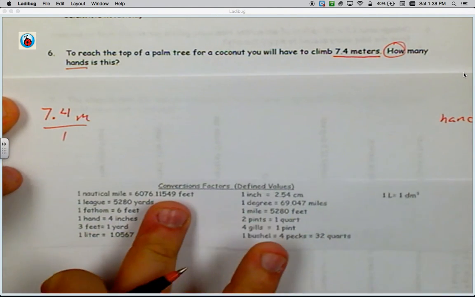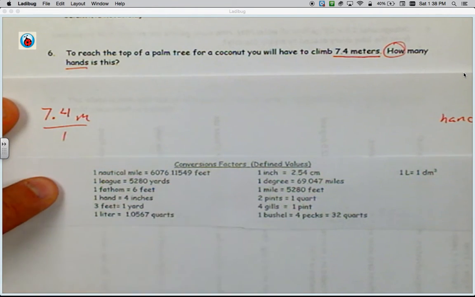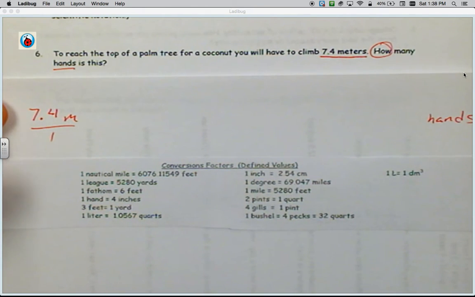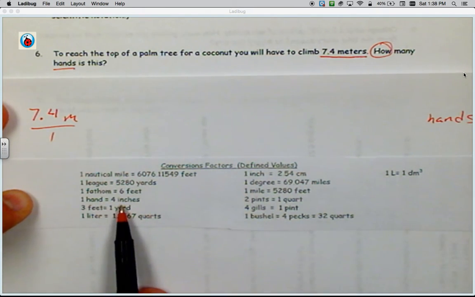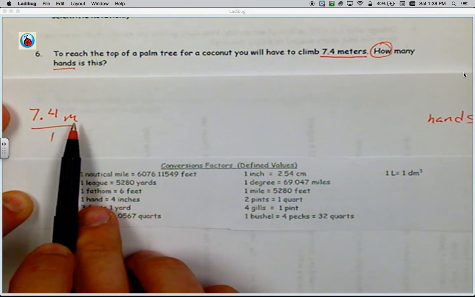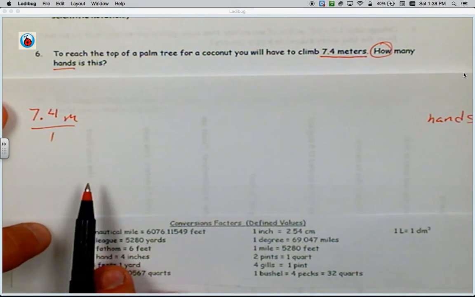Back to our conversion table. Meters, meters, meters. Oh, no meters. Well, maybe we know something about hands. Hands? Ooh, hands and inches. Okay, that might help us. We know inches to centimeters, centimeters to meters. So we need to get from meters into centimeters first.